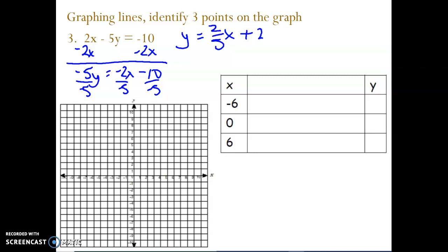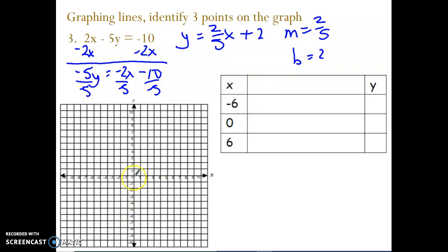Okay, so how did you do? I got y equals positive 2x plus 2. I'm sorry, positive 2/5 x plus 2. So my slope is 2/5. That one's already a fraction, I don't need to change it. And my y-intercept is 2.